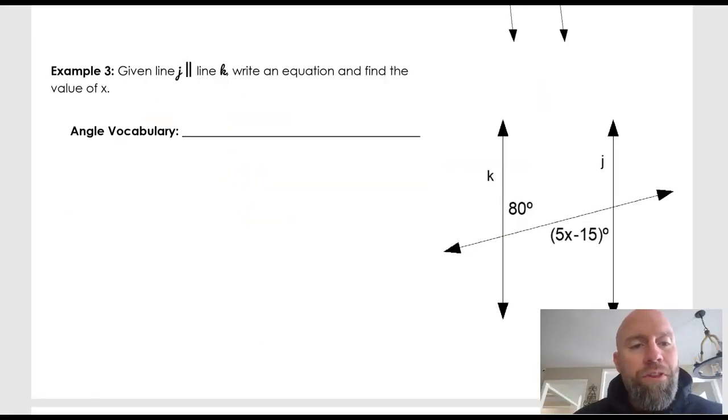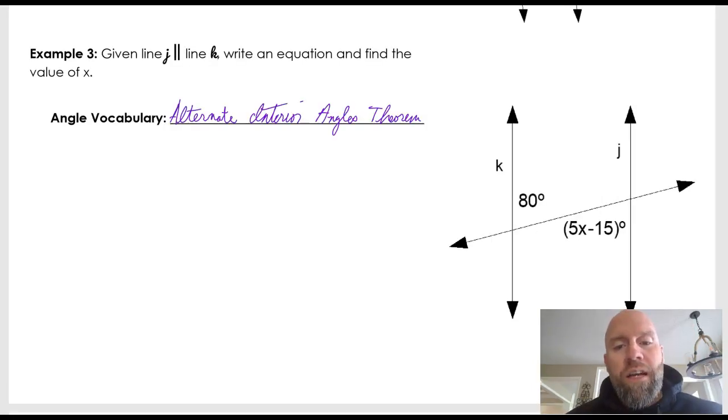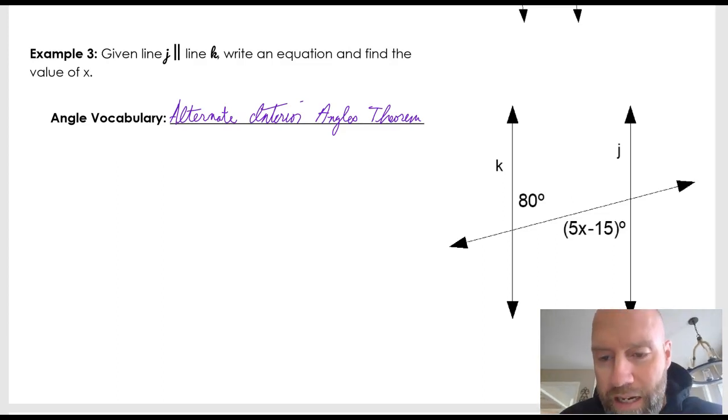All right, so for example 3, given that line J is parallel to line K, write an equation and find the value for x. So we need to fill in the blank here. What is the angle vocabulary that we are discussing here? So the alternate interior angles theorem says that these 2 angles that we're discussing are going to be congruent. And I'll prove that for you for just a second.